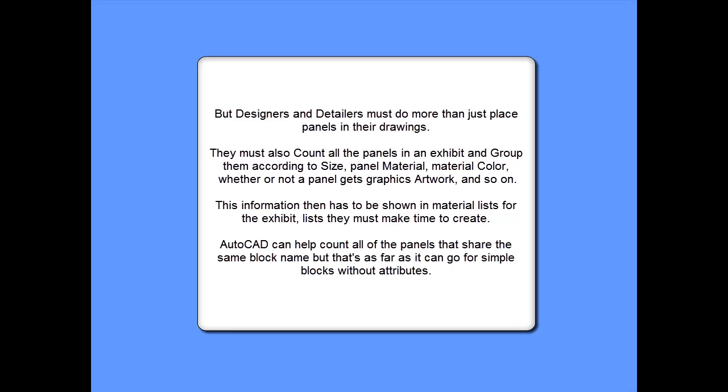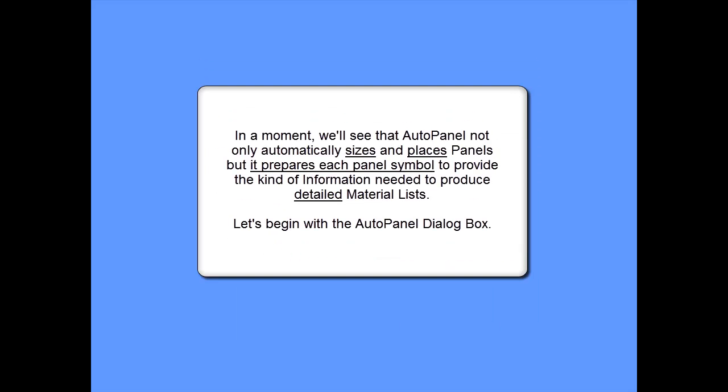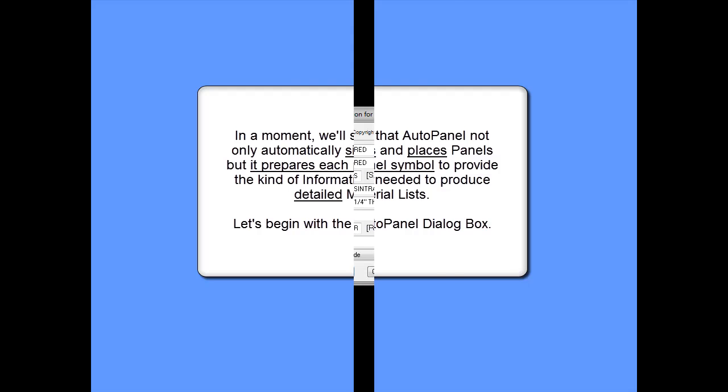AutoCAD can help count all of the panels that share the same block name, but that's as far as it can go for simple blocks without attributes. In a moment, we'll see that AutoPanel not only automatically sizes and places panels, but it prepares each panel symbol to provide the kind of information needed to produce detailed material lists. Let's begin with the AutoPanel dialog box.